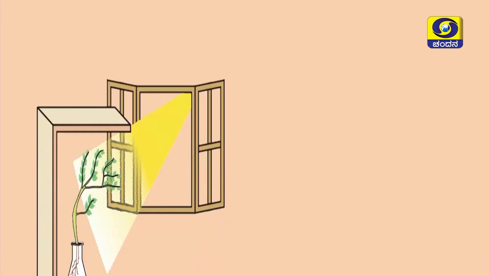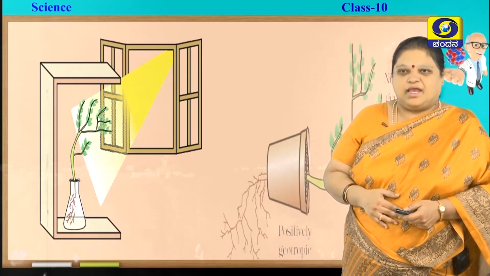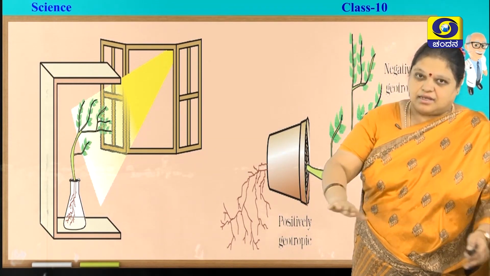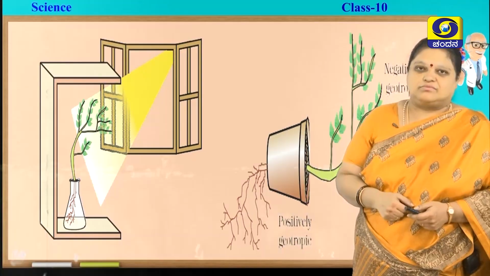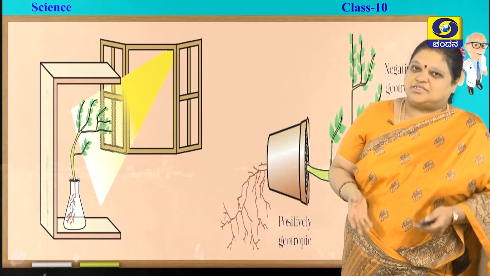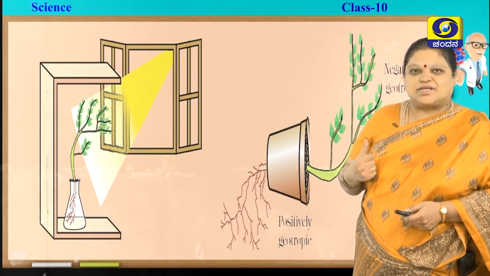Next, we will see another activity. Here you grow a plant. Keep the plant towards the light or window source. You can see the shoot system automatically growing towards the light. In another case, you take a potted plant and put it horizontally. Automatically you will see that the roots are coming down. The roots are coming down mainly because of positive geotropism, negative phototropism. So, all this you can see.